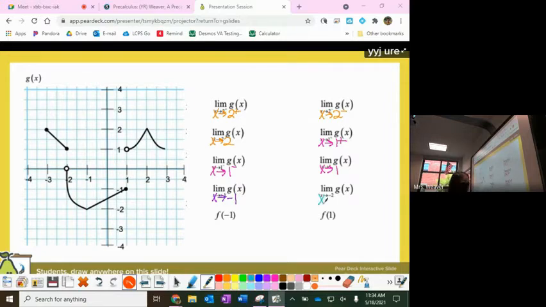The limit as x approaches -2 overall. And then just the function evaluated at -1 and the function evaluated at +1. Okay, so let's go look at a few of those and let me have you guys help me.